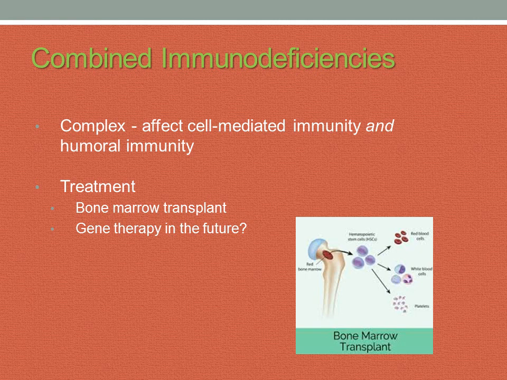Combined immunodeficiencies are a group of complex immunodeficiencies. They affect both T cells and B cells, so they affect both cell-mediated immunity and humoral immunity. Possible treatment is bone marrow transplant. Clearly, they're going to have some major issues without having either aspect of their immune system functional. So the best we can do for them at this point in time is to give them functioning bone marrow from another individual.